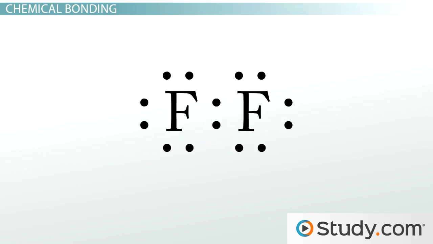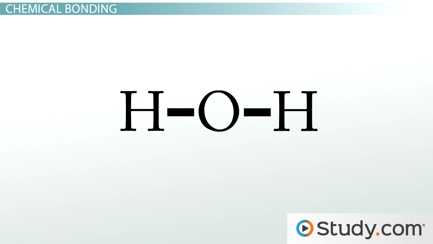Two elements that are bonded with shared electrons can be shown like this, or with a line between them to show that they have a chemical bond. Elements can form more than one bond between them, but that's a lesson for another time.